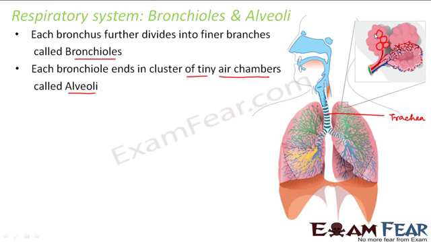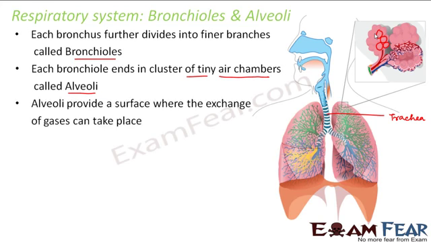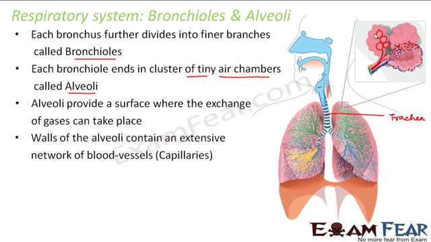So the actual exchange of gas will take place at the alveoli level. Alveoli provide a surface where the exchange of gases can take place. So inside the lungs we have the bronchi, bronchioles and the alveoli. Alveoli are balloon-like structures which are filled with air, and the actual exchange of gases takes place along the surface of the alveoli. The alveoli have an alveolar duct, and the walls of these alveoli are covered with capillaries. So walls of alveoli contain an extensive network of blood vessels, that is, capillaries.